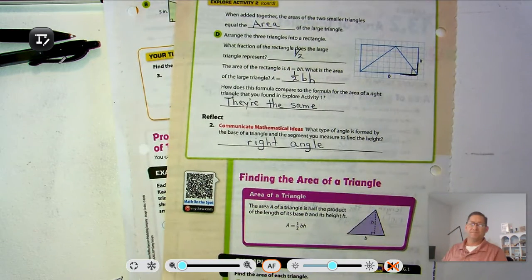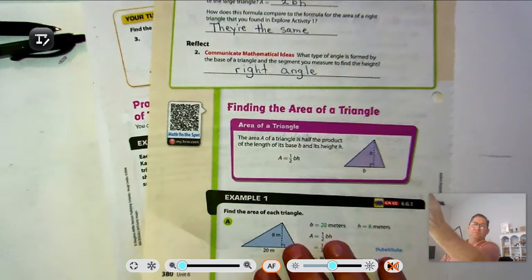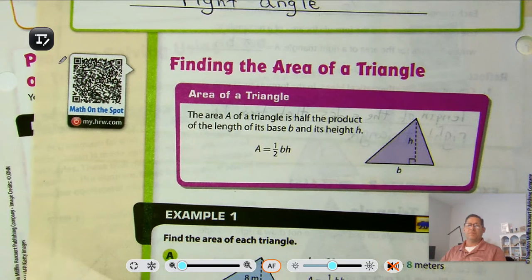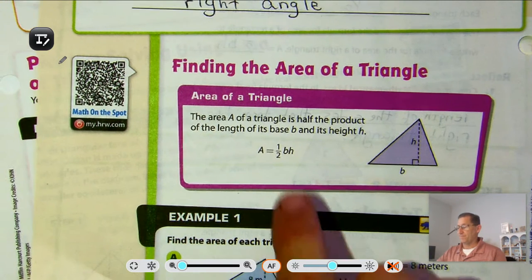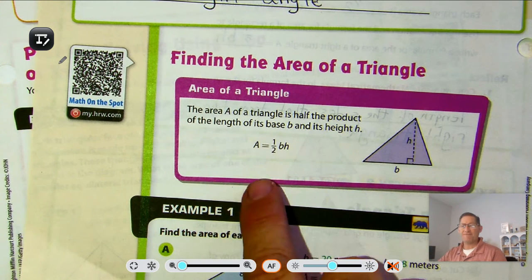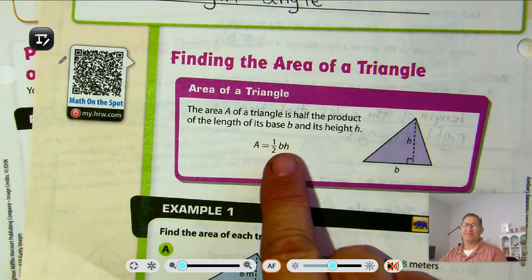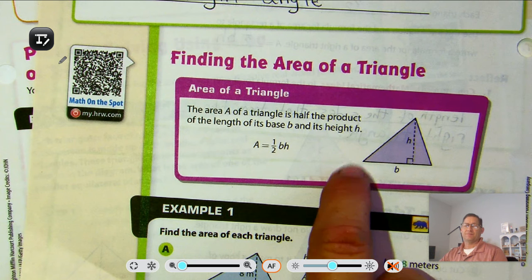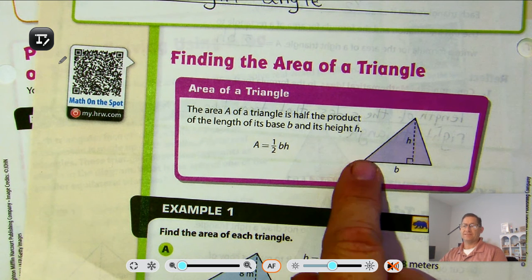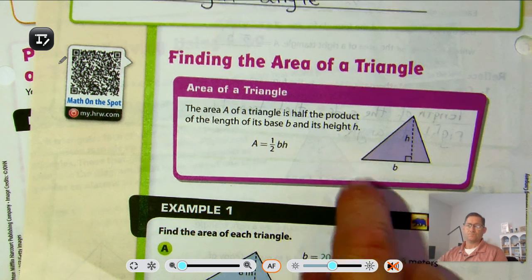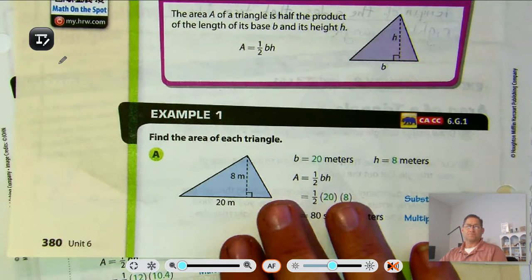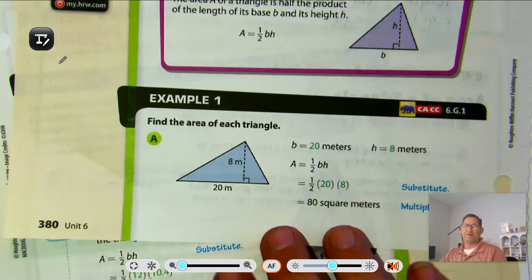All right, so that gets us to finding the area of a triangle with the formula. The area of a triangle is half the product of the length of its base and its height, because this is half of a rectangle. Find the area of each triangle.